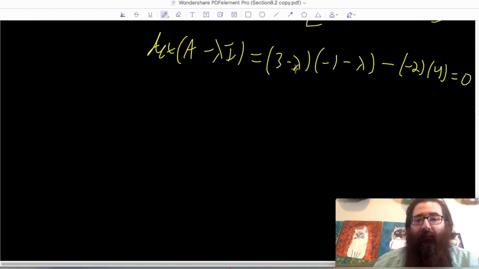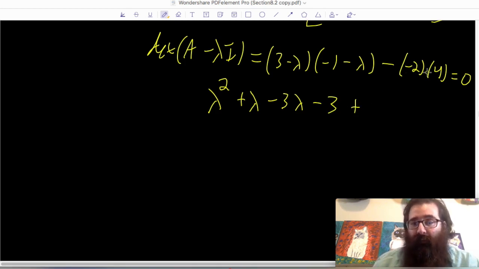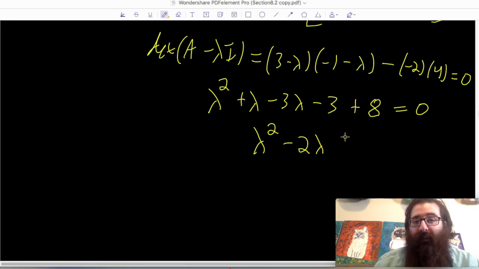And if I expand this out, let's see, negative lambda times negative lambda gives me a positive lambda squared. Here we get negative lambda times -1 is plus lambda. 3 times negative lambda gives me -3 lambda. And 3 times -1 gives me -3. And then here I have minus and negative, so that's going to switch to plus. 2 times 4 gives me 8, is equal to 0. And if I combine my like terms, well, then here I get lambda squared. Lambda minus 3 lambda is -2 lambda. And -3 plus 8 gives me +5 equals 0.